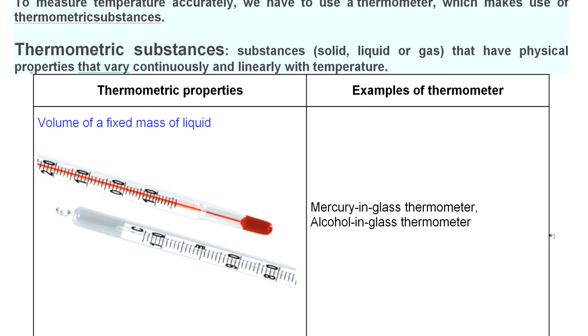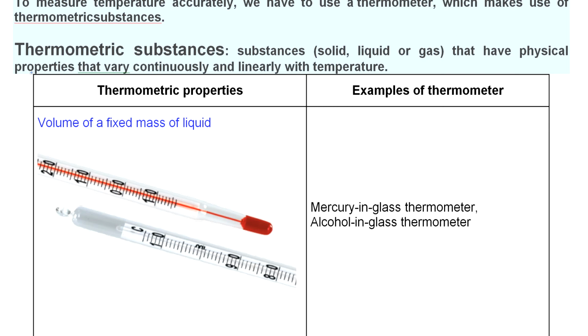Now moving to the next, everyone make two columns. In first column write thermometric properties, and in second column examples of thermometer. Students, you can see that these two thermometers are marked. They are calibrated. Calibration means they have scale on it, 10, then 10, then 20. So it means it is representing, if you say minus 10, 0, 10, 20, 80, 90, or like this.